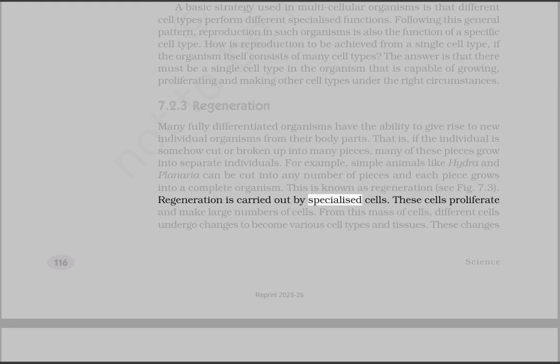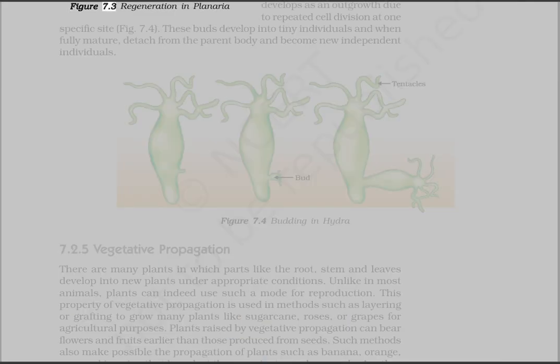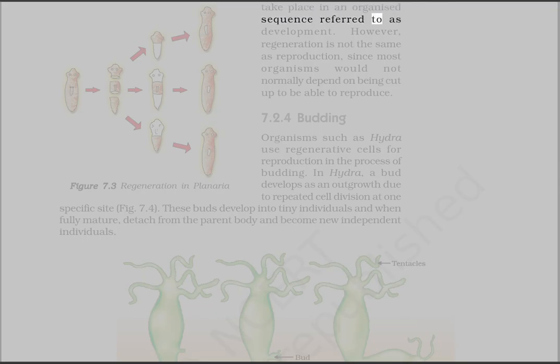Regeneration is carried out by specialized cells. These cells proliferate and make large numbers of cells. From this mass of cells, different cells undergo changes to become various cell types and tissues. These changes take place in an organized sequence referred to as development. How do organisms reproduce? 117. Figure 7.3, Regeneration in Planaria.